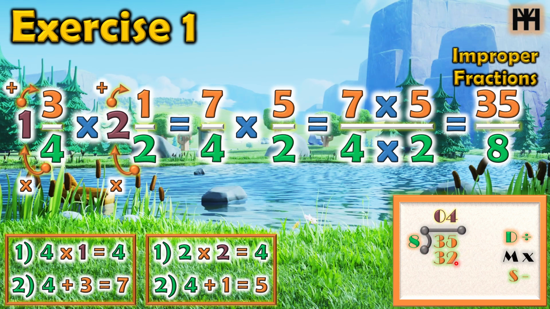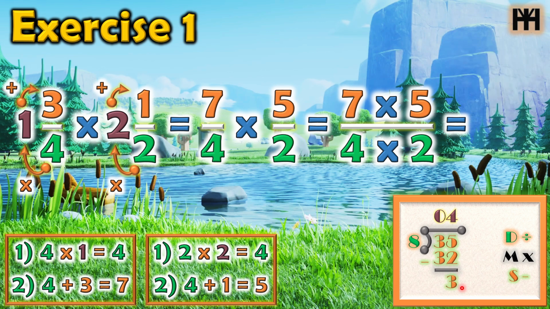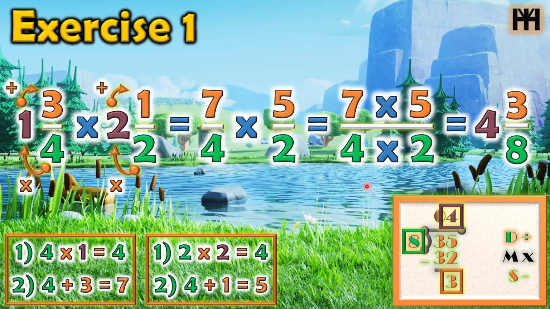So after we have divided, we will multiply. 8 times 4, it's 32. Then the last step here, subtract. 35 minus 32, it will be 3. So here 4 will be our whole number, and 8 will be our denominator, and 3 will be our numerator. That's it. You have done it.